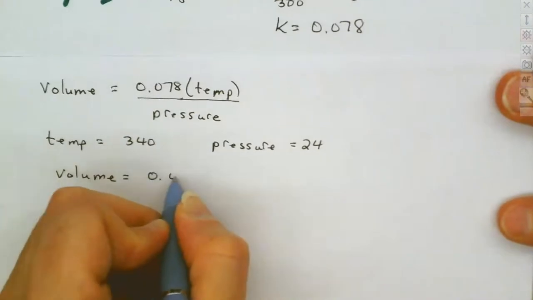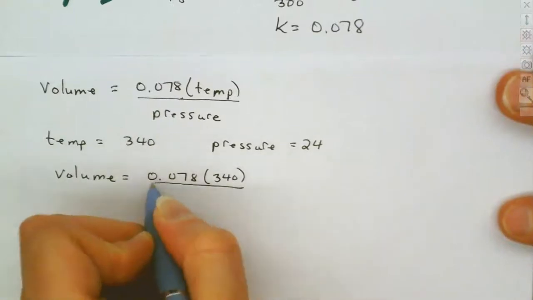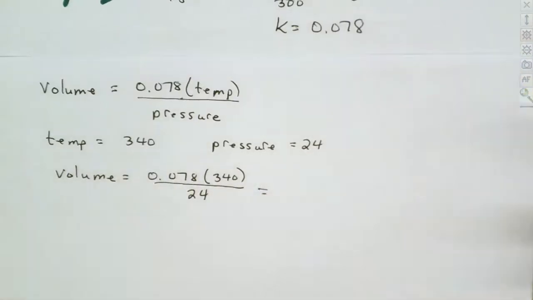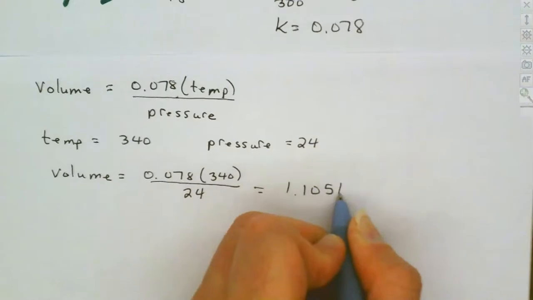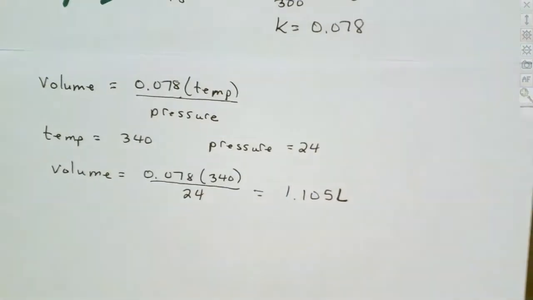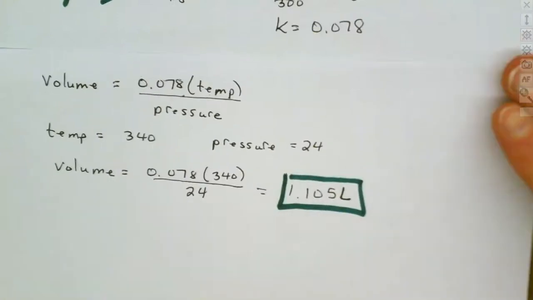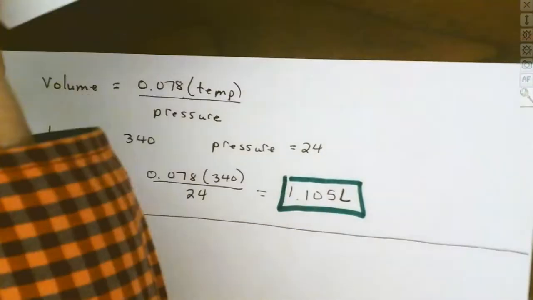And that's going to be 0.078 times the 340 degrees in Kelvin. Divide by that 24 for the pressure. And what's our new volume going to now be? 1.105. Okay, times 340. Divide that by 24. And yep, that comes out to be 1.105, and that is in terms of liters. Is everyone all right with that?